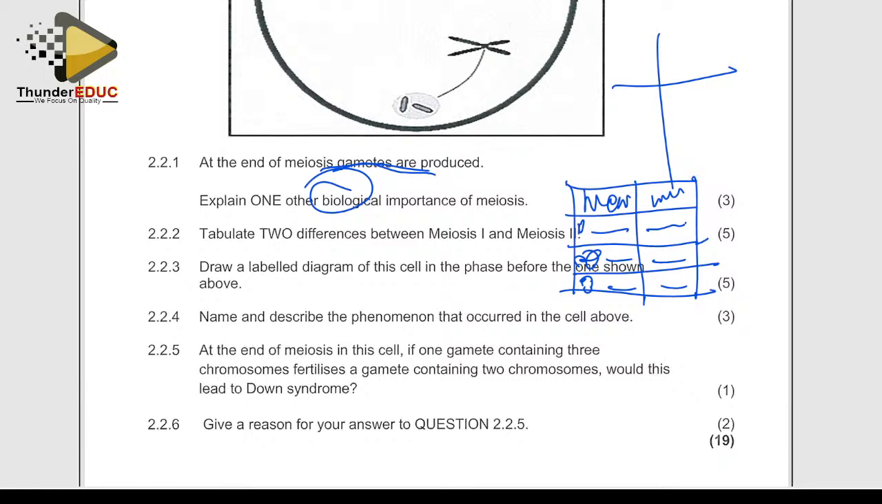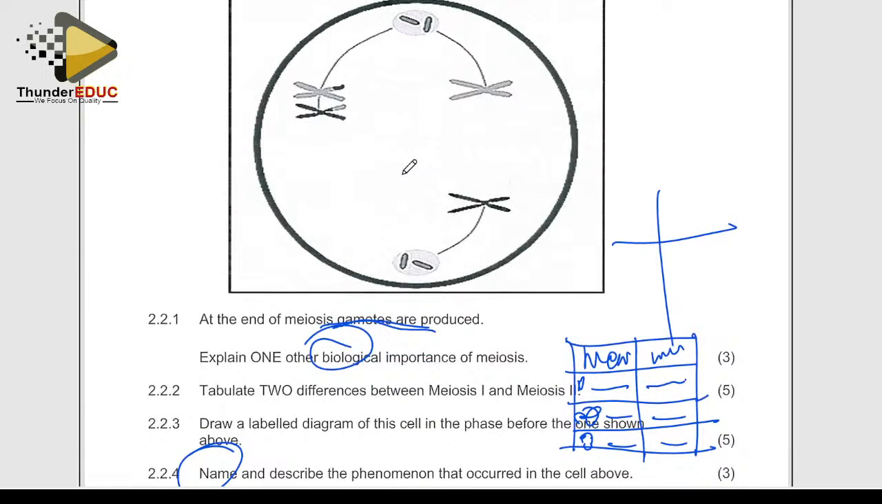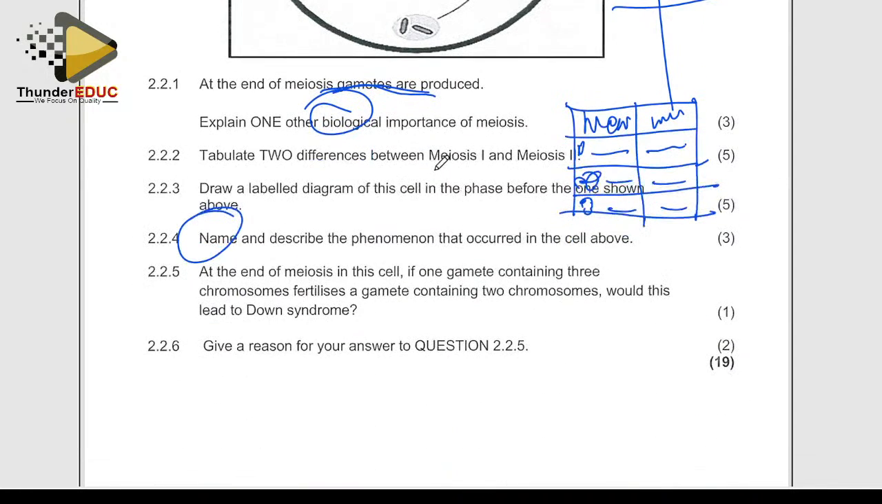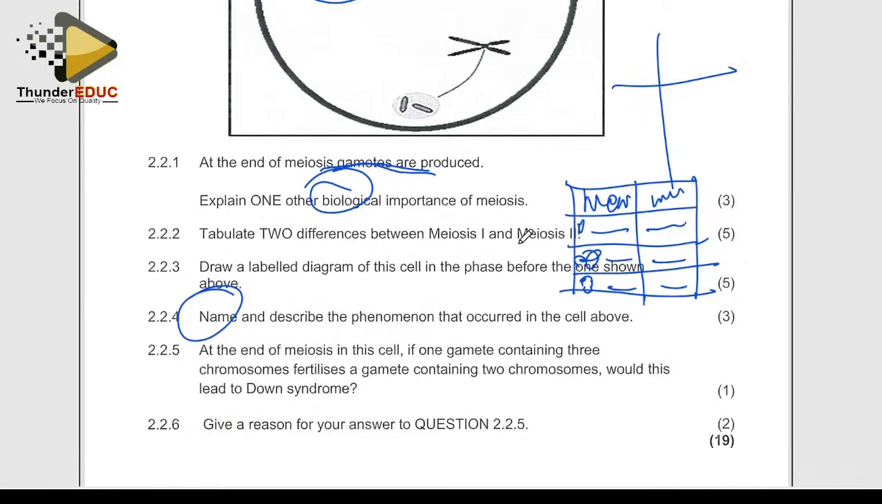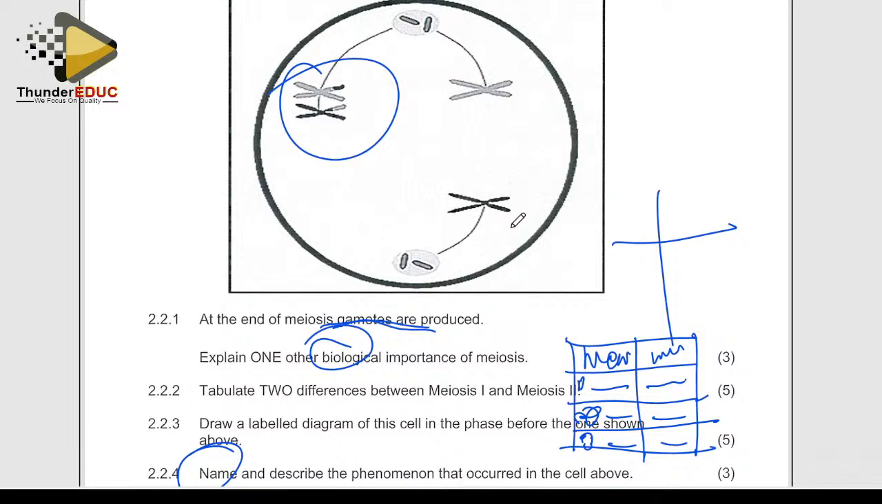Then they're saying name and describe the phenomena that occurred in this. The name, you see, they said name. So in this case, the phenomena is non-disjunction. So that is one mark. And then how do you describe it? They're not saying explain. They're saying failure of the chromosome to separate.